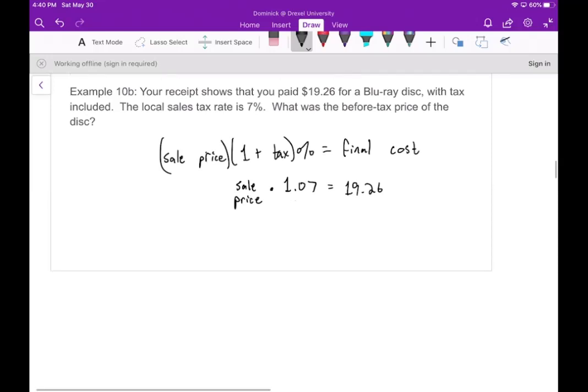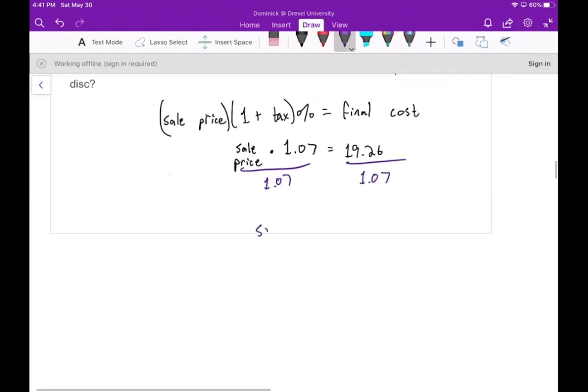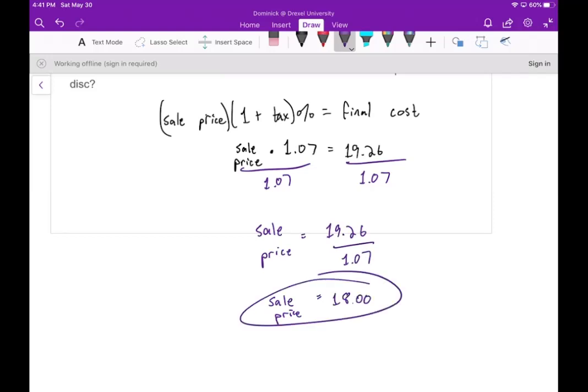So now to get the sale price, I need to divide both sides by 1.07. So then the sale price is 19.26 divided by 1.07. And of course, if we do that in the calculator, 19.26 divided by 1.07, that will give me that the sale price was $18. All right, so that's our sale price for that.